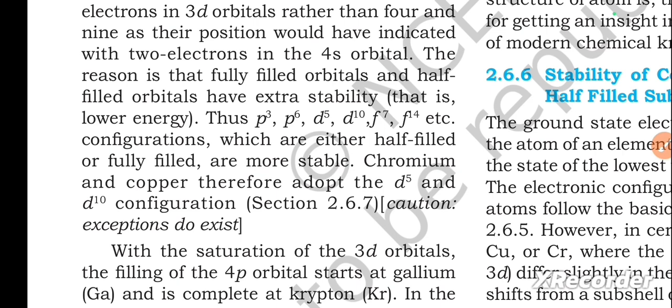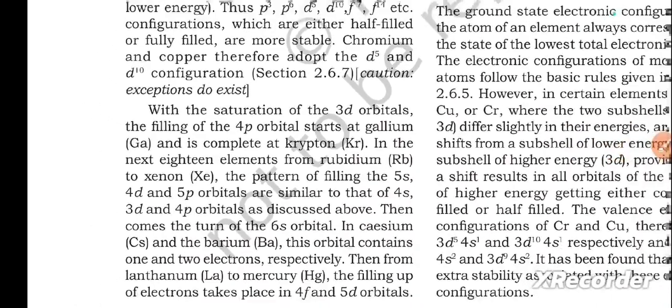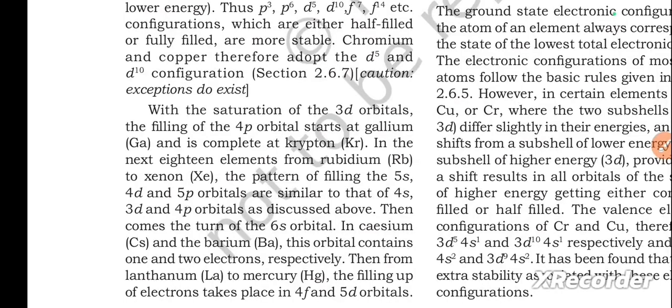Configurations which are either half-filled or fully filled are more stable. Chromium and copper therefore adopt the d5 and d10 configuration. With the saturation of the 3d orbitals, the filling of the 4p orbital starts at gallium and is complete at krypton. In the next 18 elements, from rubidium to xenon, the pattern of filling the 5s, 4d and 5p orbitals is similar to that of the 4s, 3d and 4p orbitals as discussed above.